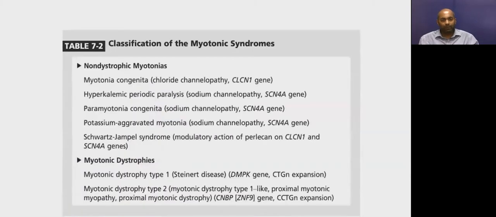Myotonic disorders can be dystrophic myotonias or non-dystrophic myotonias. Dystrophic myotonias have associated muscle weakness, especially myotonic dystrophy. Non-dystrophic myotonias, the common ones being myotonia congenita, due to chloride channel defects, and paramyotonia, due to sodium channel defects, etc.